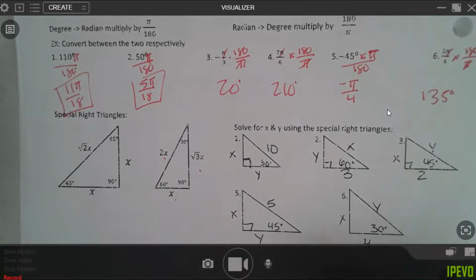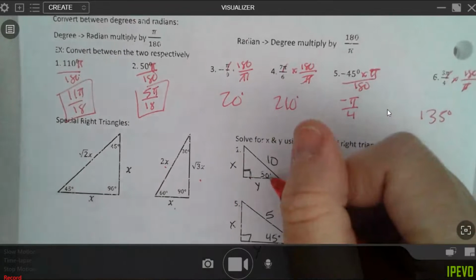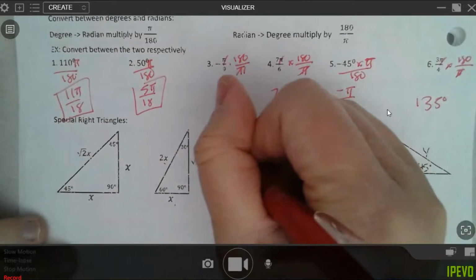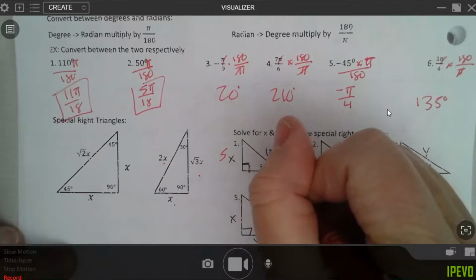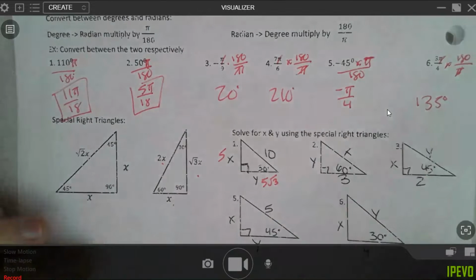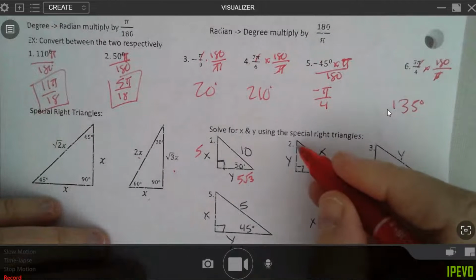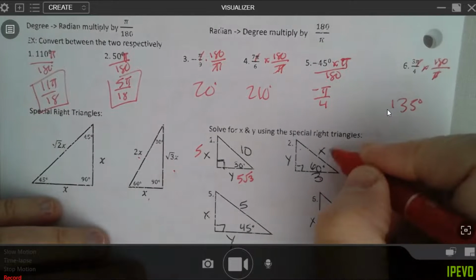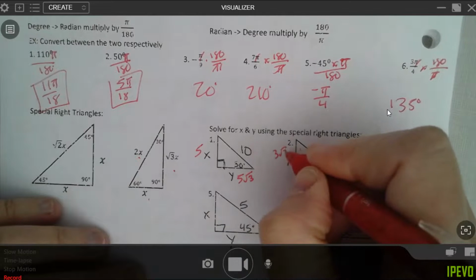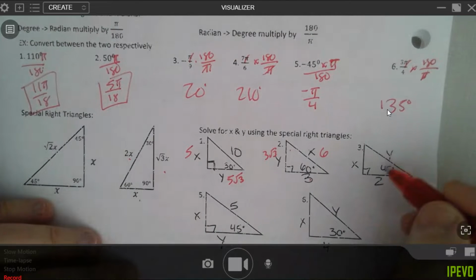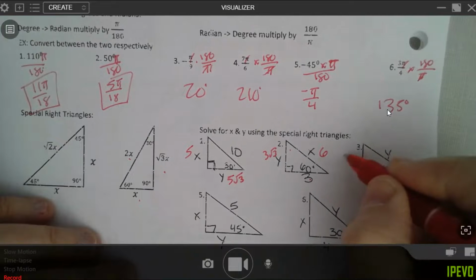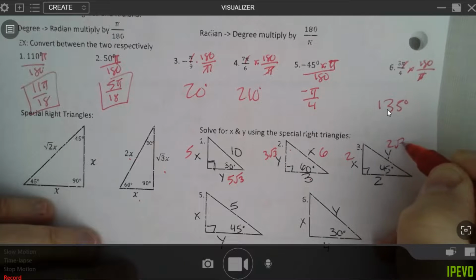So for the first one here, if this is 30 degrees and my hypotenuse is 10, that makes this 5, and this would be 5 radical 3. So on this one, across from my 30 degrees is 3, so it goes 3, 6, 3 radical 3. For 45, we match them up. This is a 2, this is a 2, so this is 2 radical 2.